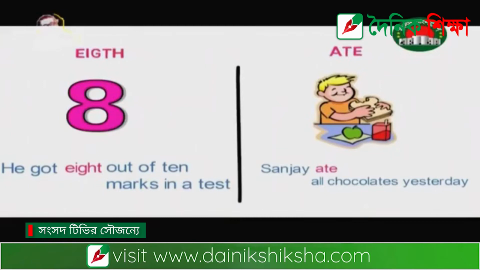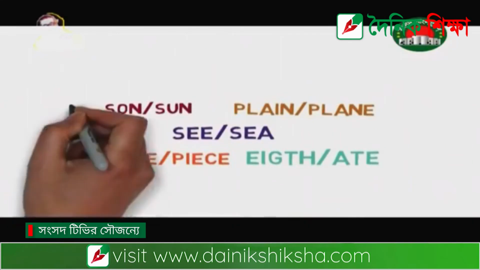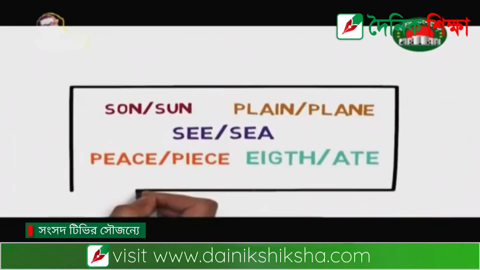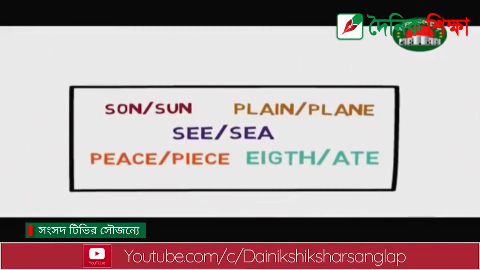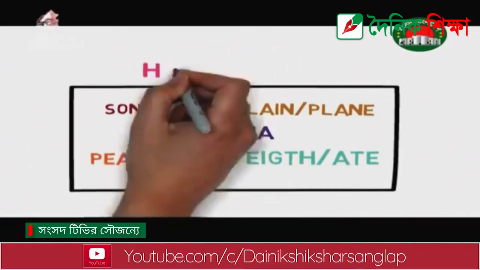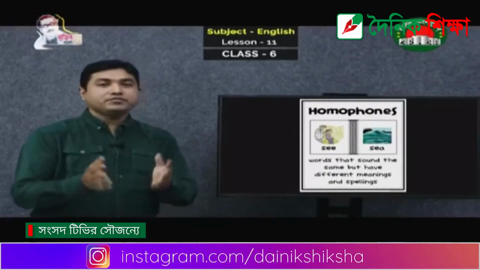Today, we learned five examples of homophones. These pairs have the same sound, but they have differences in meaning and their spelling. So, these words are called homophones. So, dear learners, I hope you have got a clear idea about what a homophone is.